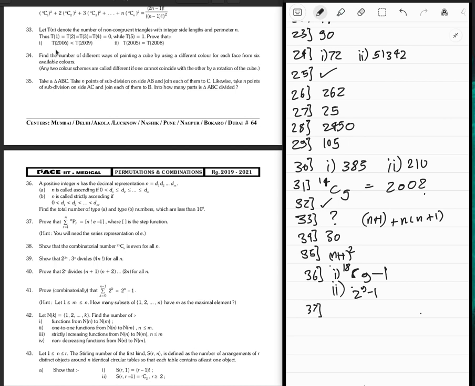37. Okay. Prove that this summation is equal to n factorial times e minus 1, where this is a step function. You will need the series instead of e. Summation from r equal to 1 to n of nPr is equal to the floor of n factorial e minus 1. And this is the floor function of that. Okay, fine.